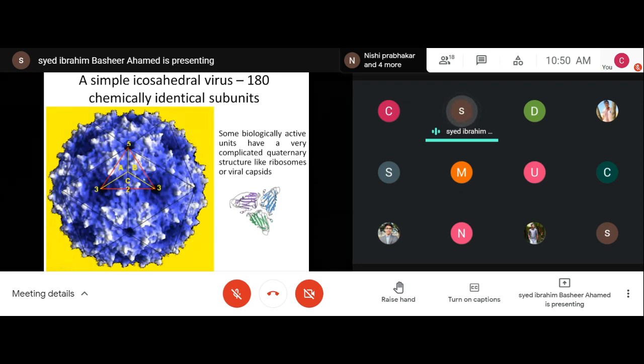Then you can see this triangle will make a larger triangle. You can see three different chains A, B, C, so almost nine chains will be in the largest triangle. Then this triangle can be replicated, reproduced anywhere throughout the capsid. So this is an icosahedral geometry, and almost all viral capsids will have this geometry.